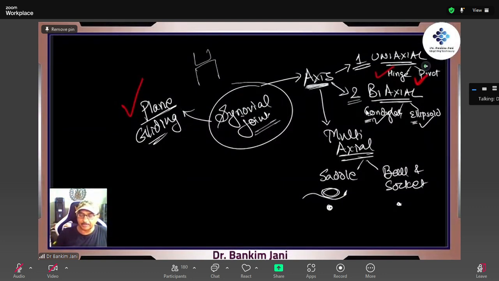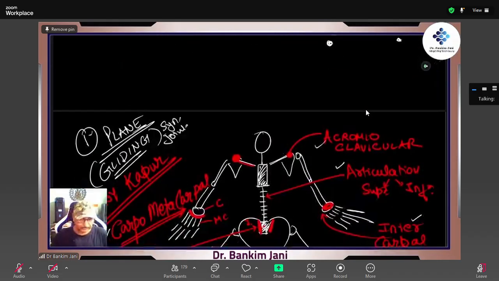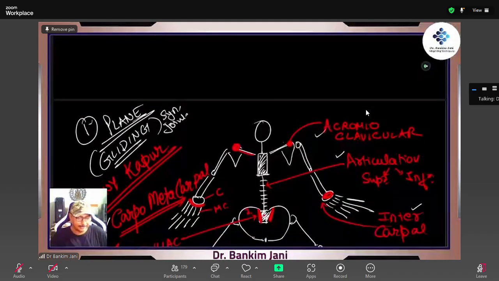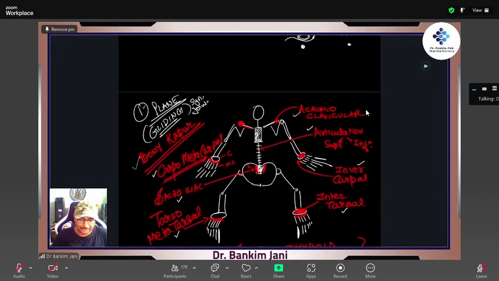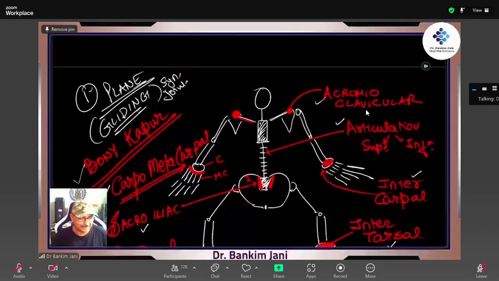And then comes the multi-axial joint. A multi-axial joint is one that really moves freely, like a saddle joint and a ball and socket type of joint. We'll see examples of all of them now. Let's start with plane. In the last batch, someone gave a mnemonic name. As such, it is difficult to remember how many plane joints there are, so that's why this image was created.